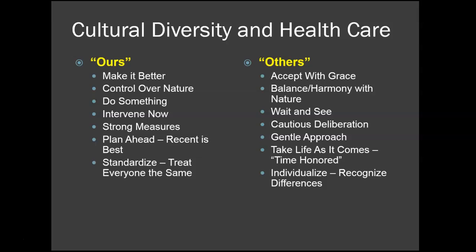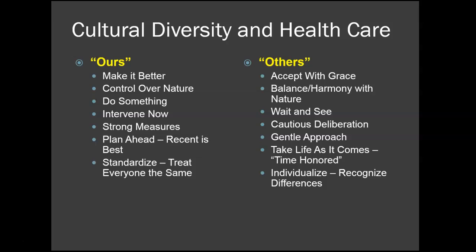We're talking ours, as in the American healthcare standard, as opposed to others, it could be a list of other cultures, that believe otherwise. But typically the way we think about it is we want to make it better. We want to control what's happening to us and we want to fix something. We want to do something about it immediately. And typically, we want to intervene right away. We want to get it going. Our strong measures, we give them everything we got up front right away. We plan ahead, and we try to standardize everyone and treat everyone the same way.